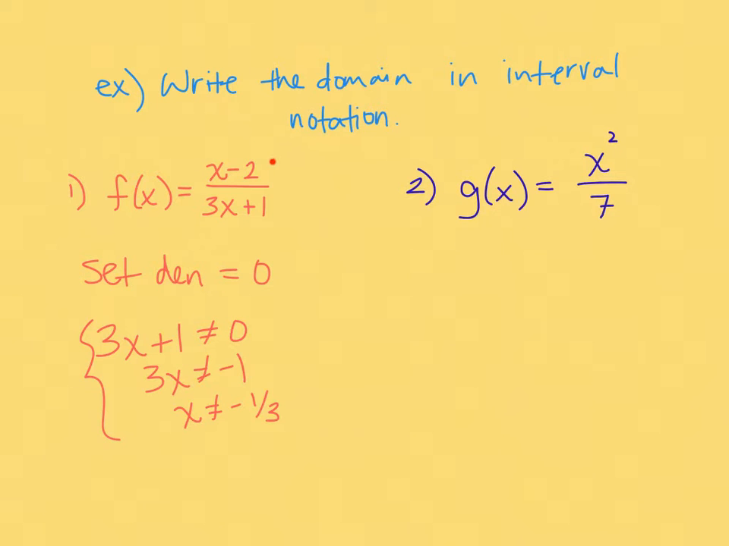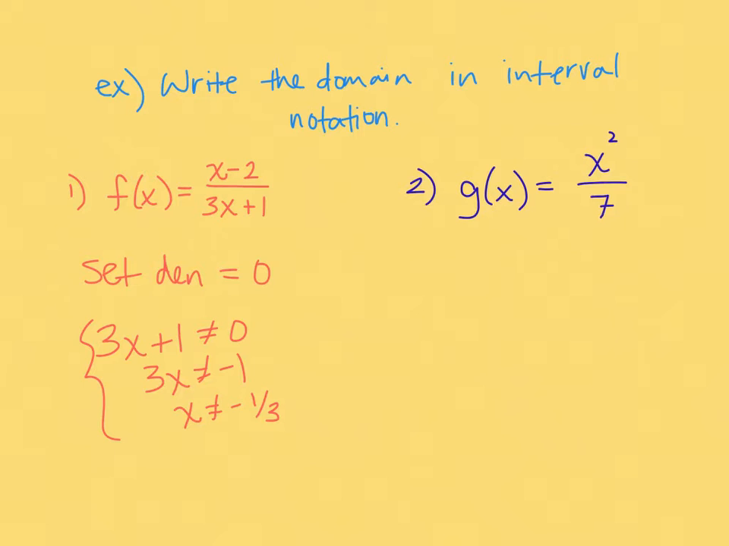How about the numerator? What if you plugged in 2? You'd have 0 in the numerator, and you'd have 7 in the denominator. That's totally fine. 0 in a numerator is great. It's okay. It just means we equal 0. 0 in a denominator is not okay. Therefore, our domain here of f of x is all real numbers except negative 1/3.